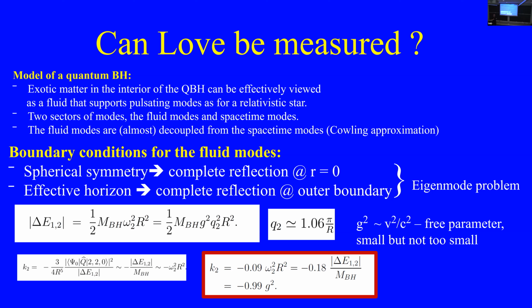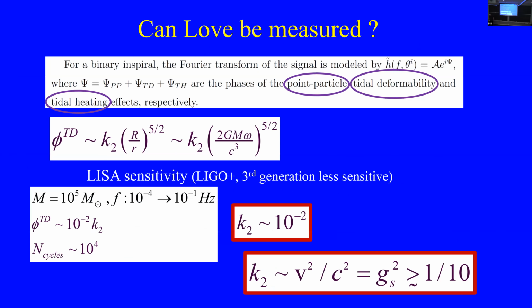The question is, to what extent can a Love number, which is not microscopically small, but is order 1, probably like a 1/10 or 100, can it be measured? And the idea, how is it measured?